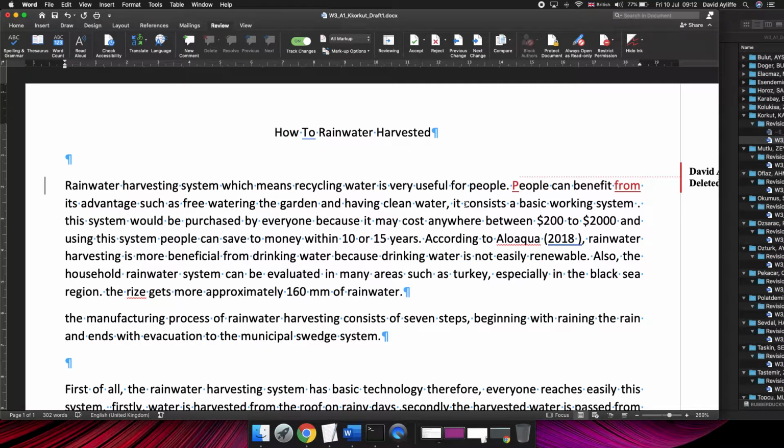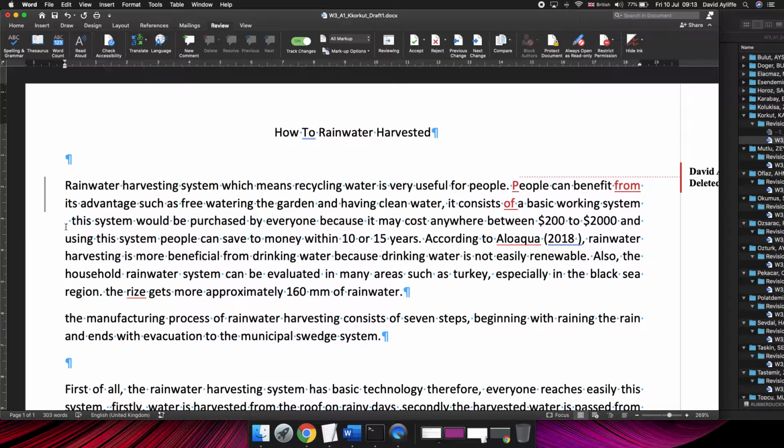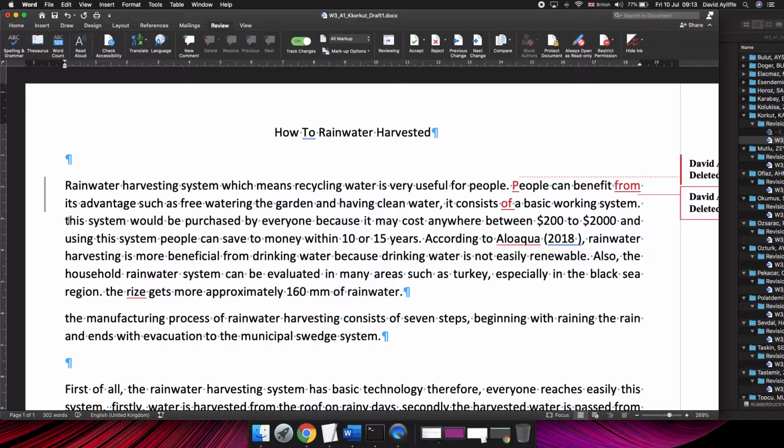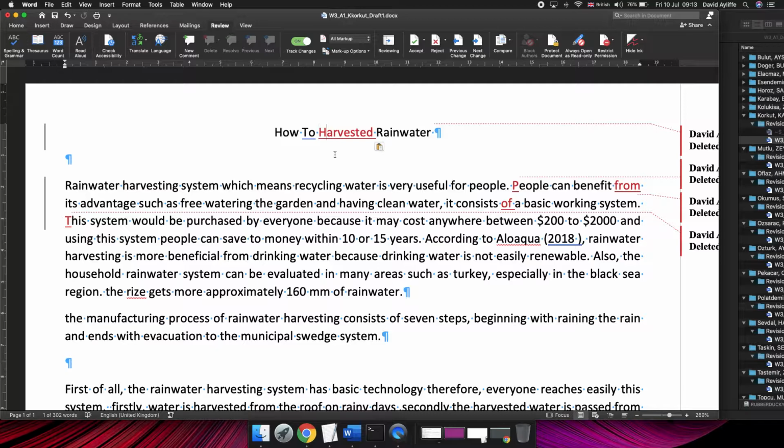It consists of a basic working system. We start a new sentence with a capital letter. This system would be purchased by everyone because it may cost. Would be purchased by everyone. How to rainwater harvest. How to harvest rainwater.